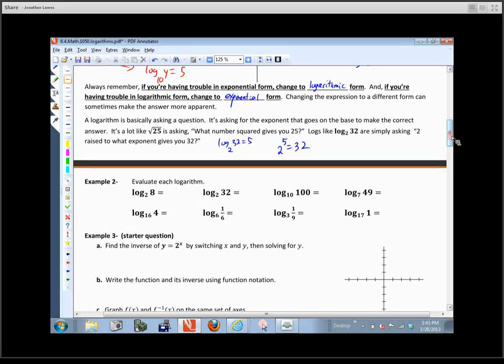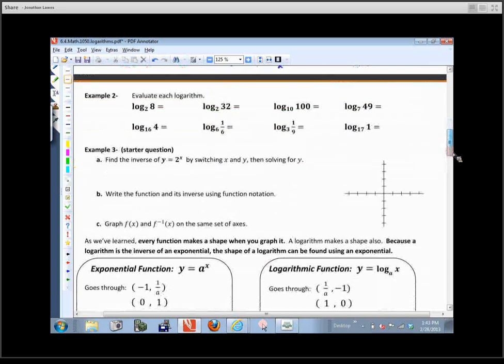Okay, so let's take a look at these. And remember, all we're doing here is just asking a question. It's a new question, a little bit of a weird question, but it's just a question. Log base 2 of 8. 2 to what power equals 8? 3. Log base 2 of 32? That's the one we just did. Log base 10 of 10. Log base 10 of 100. 10 to what power equals 100? 2.